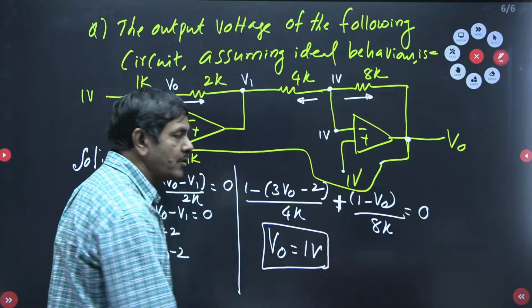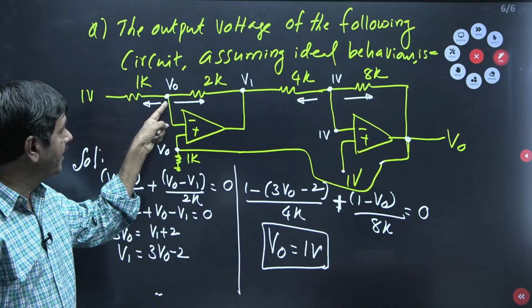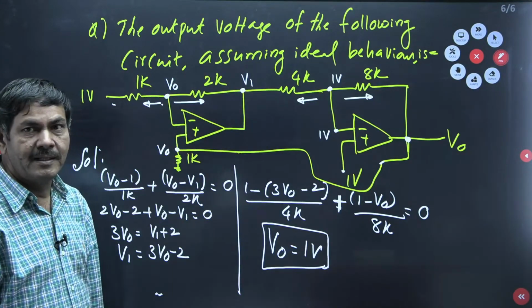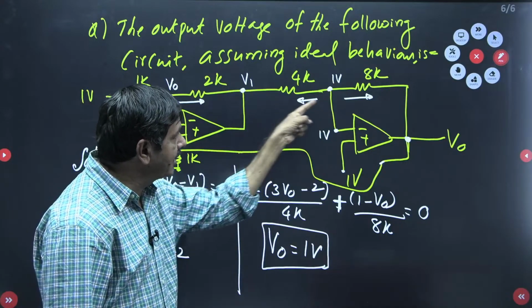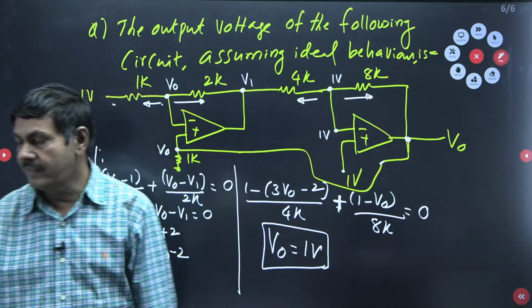This is the process. By using this node, I apply nodal analysis and get V1. Again, by using this node, nodal analysis is applied, and V naught is calculated. This is the methodology to find V naught.